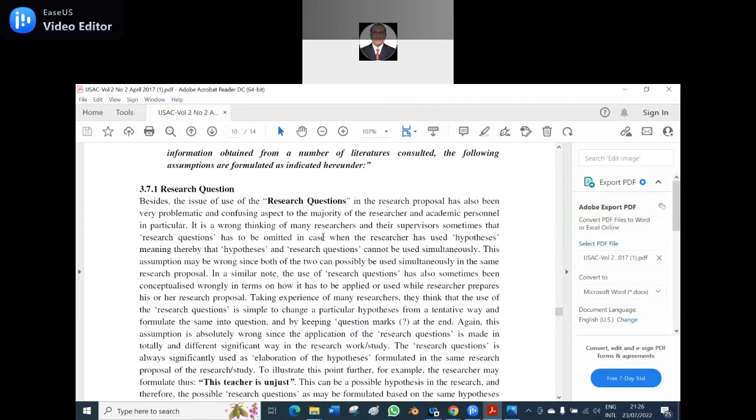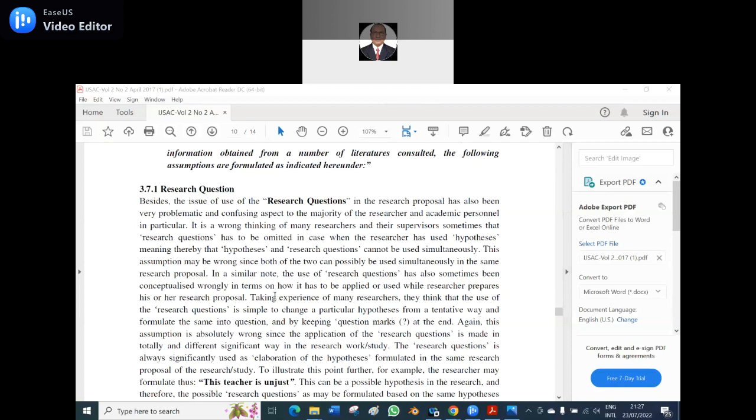Besides, the issue of research questions in a research proposal has also been a very problematic and confusing aspect to the majority of researchers and academic personnel in particular. So now the research question has to be omitted when the researcher has used the hypothesis, meaning thereby that the hypothesis and research question cannot be used simultaneously. I already told you that. Either you use the research questions or you use the hypothesis. But research question is outdated, better use the hypothesis. That is the best method.